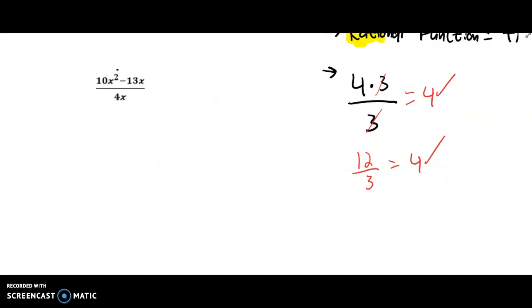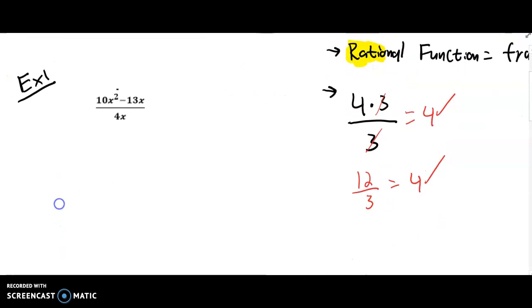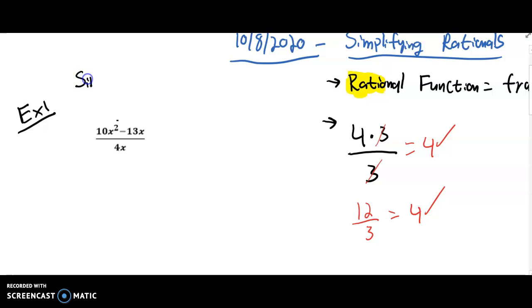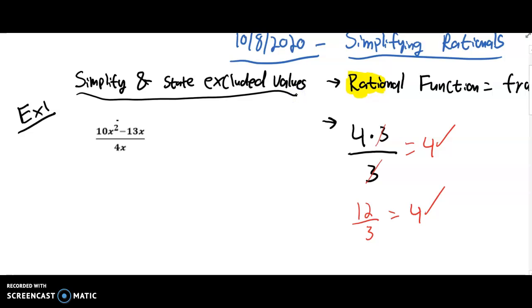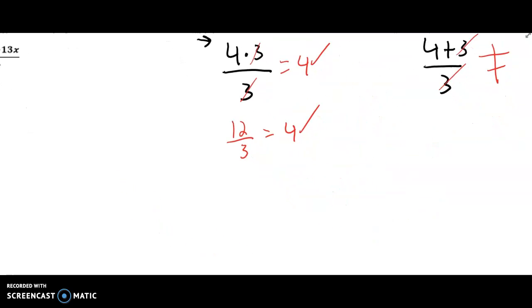Okay, let's dive into our first example. Always remember to pause and write the original example. Our instructions here are simplify and state excluded values. An excluded value is just a value that makes the denominator 0 because we cannot divide by 0. 1 over 0 or anything over 0 is undefined.